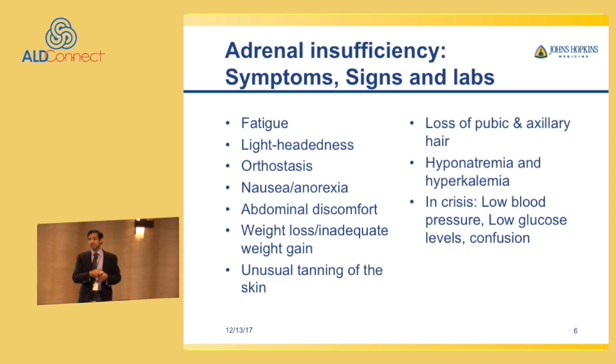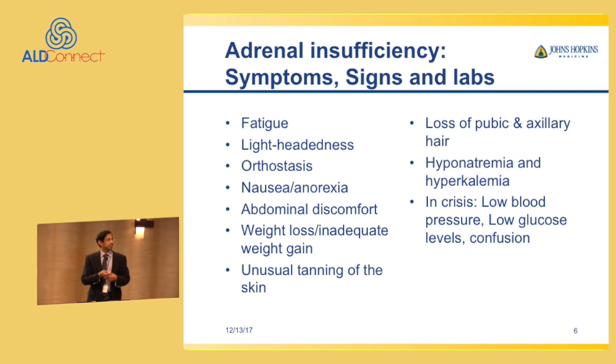People tend to lose weight, and although I'm not a pediatrician, in the pediatric population, this might more manifest itself as an inappropriate weight gain or inability to gain weight rather than weight loss per se. There's often a very unusual tanning of the skin that can occur. Signs include loss of pubic or axillary hair. Patients can have low sodium or high potassium levels in their blood, depending on the degree of involvement.